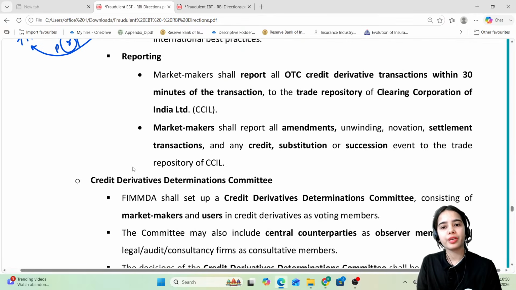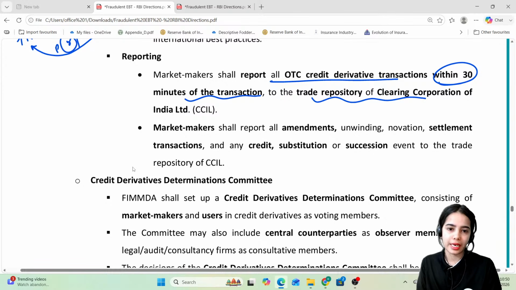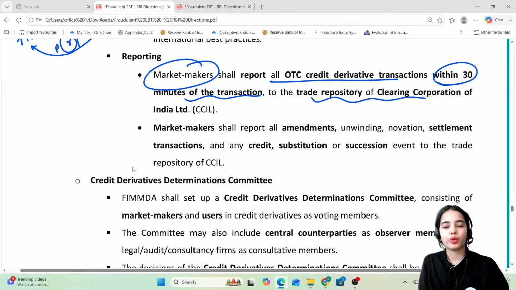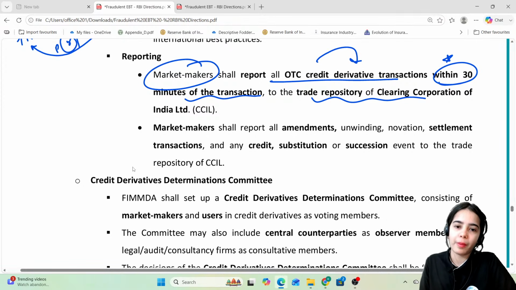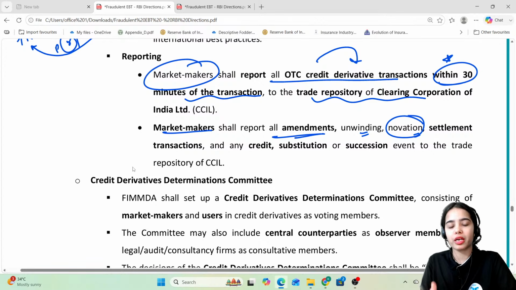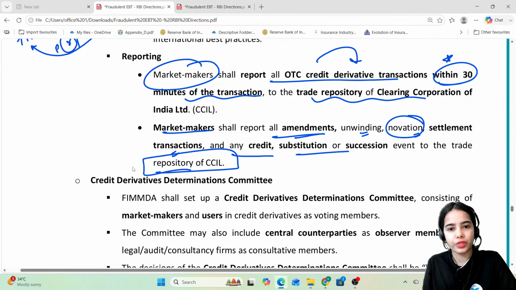The market maker shall report all OTC derivative transactions within 30 minutes of the transaction to the trade repository of the CCIL. So market makers shall report all OTC credit derivative transactions within 30 minutes of the transaction. Market makers shall report all amendments, unwinding, novation, if the party has changed, the other party has changed, and such settlement transactions, and any credit substitution to the repository of CCIL.